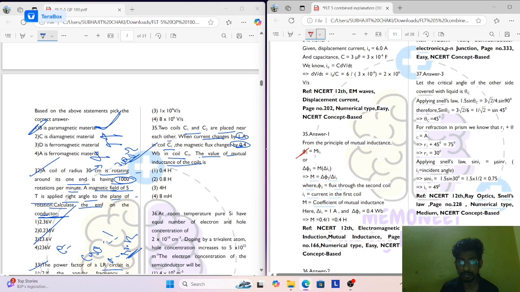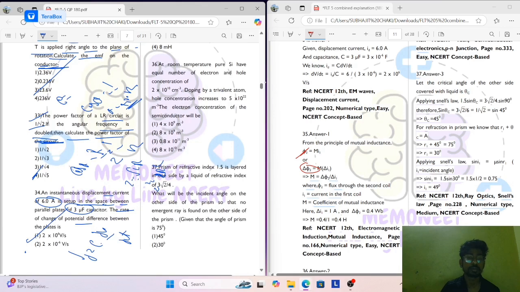So M is equals to what? Phi by del I, right? So del I equals to 1 and del phi equals to 0.4. So M will be equals to 1 by 0.4, means 2.5. Sorry, 0.4 by 1, that is equals to 0.4 Henry. Sorry, phi by I, no.